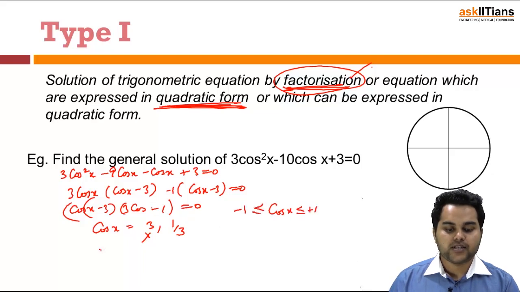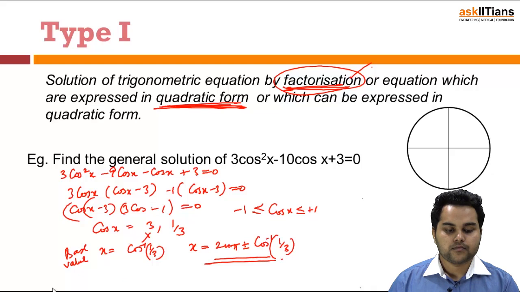Hence the base value of x would be cos inverse 1 by 3, and my general solution would be x is equal to 2n pi plus or minus cos inverse 1 by 3. And this would be the general solution to this equation. Moving on to the next type now.